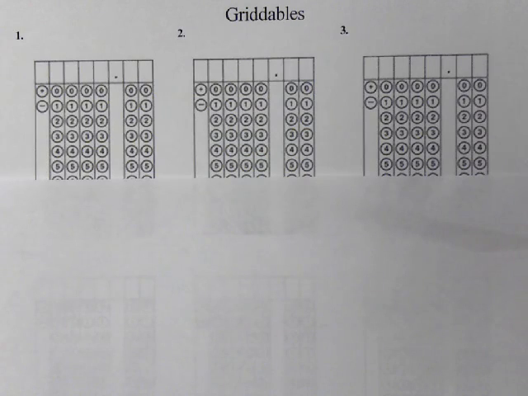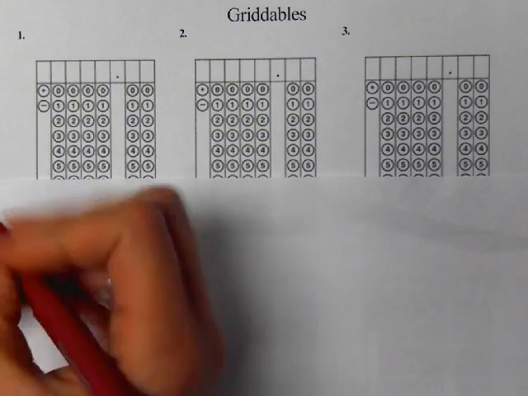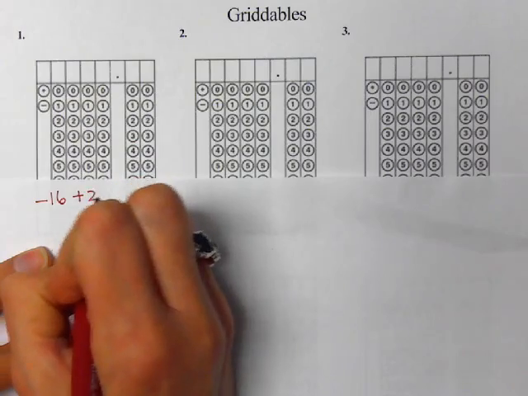Hi Harvey, I'm going to show you the proper way to grid your problems on a griddable. We're going to look at 3 different examples. Your first example, we're going to take negative 16 plus 24.